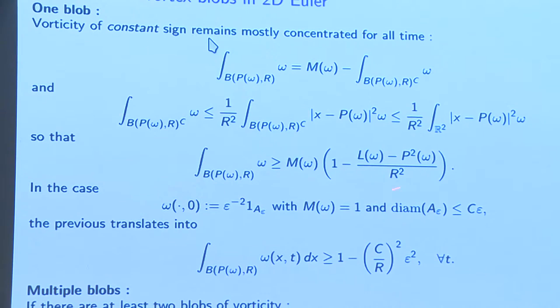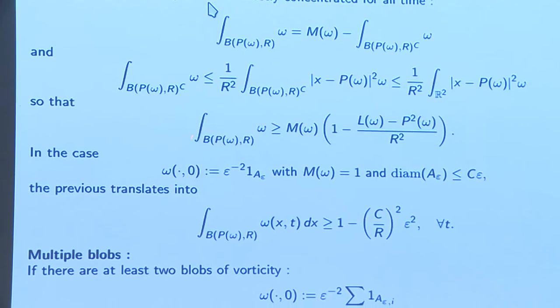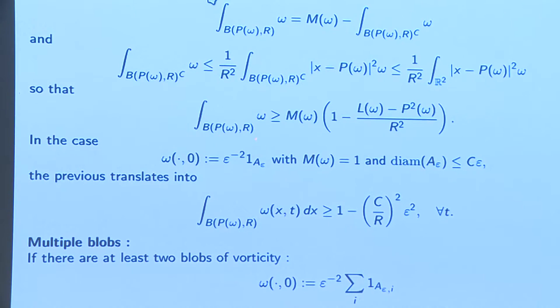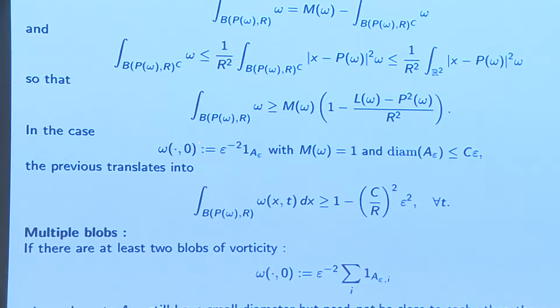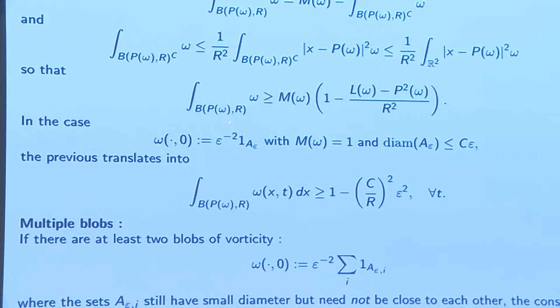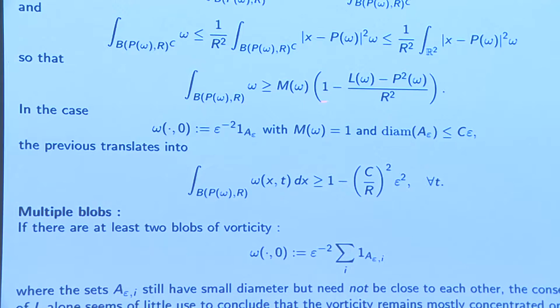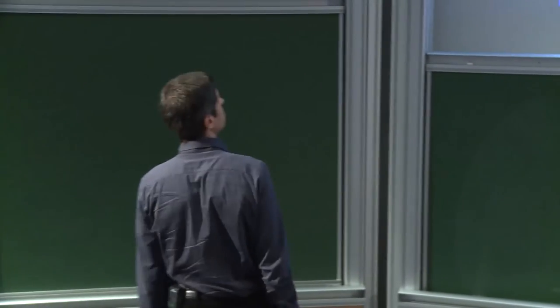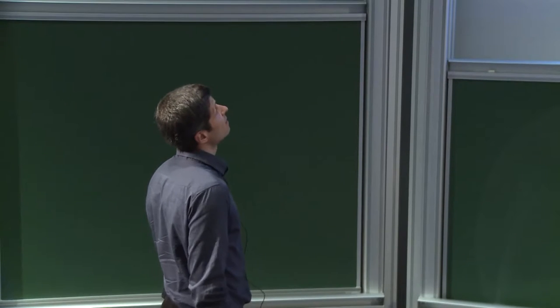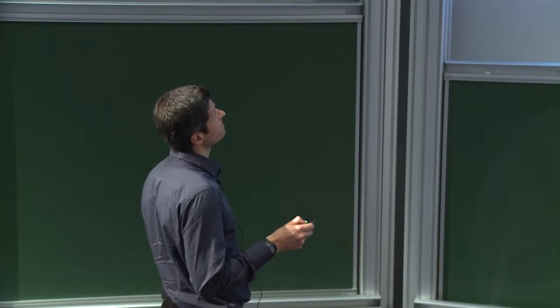And so therefore you have this lower bound on the mass of vorticity contained in the ball of radius r centered at this center of mass, which does not move, which is a conserved quantity for the Euler equation, in terms of the total mass. So if capital R is sufficiently big, you can make that as small as you wish. So it is a weak form of concentration of the vorticity. This will have an implication for later. This only works if omega has a sign, because otherwise you cannot do that.